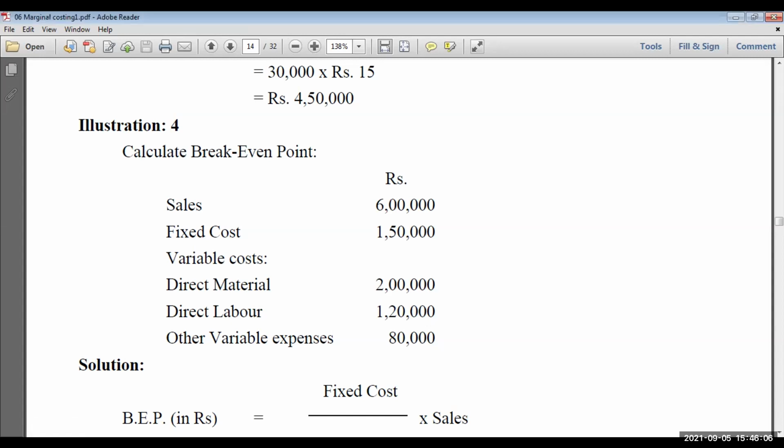Did anybody get the answer? Somebody put a question mark, 2,25,000. Warren, what is the 2,25,000? Is it rupees or is it number of units? And another person is saying 2,25,000 rupees.